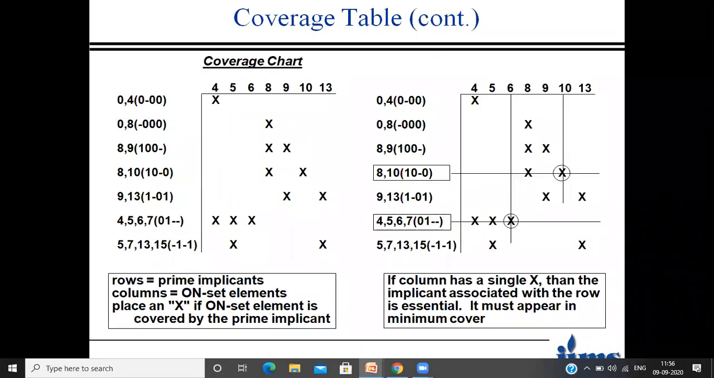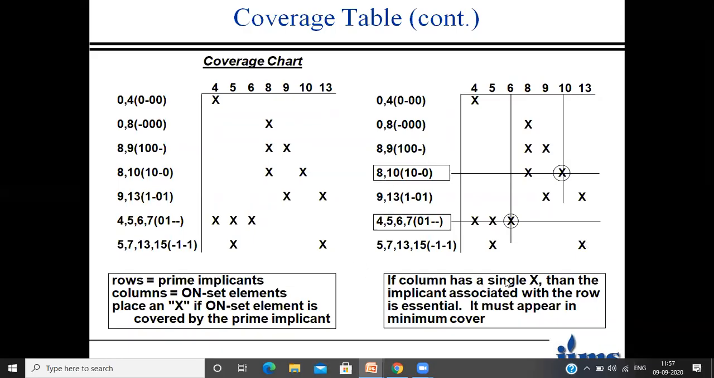Now this is what we have done. Now with the same table, you just mark a cross for any column which has a single cross. Under the 4 we have 2 crosses, we leave it. Under 5 we have 2 crosses, leave it. Under 6 we have only one cross, so we circle the SOP term. Then under 8 there are 3, under 9 there are 2, under 10 there is 1, so we have the corresponding term 8, 10. Under 13 it is again 2. So we get only 2 terms which have been circled.